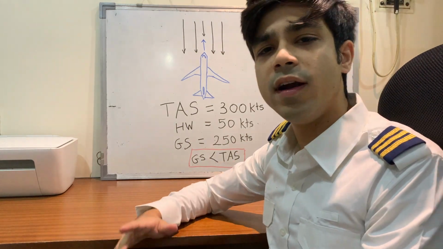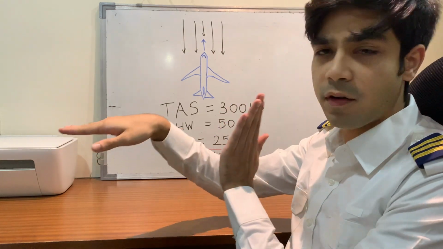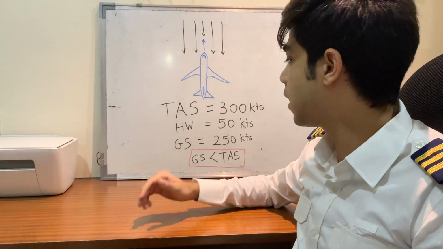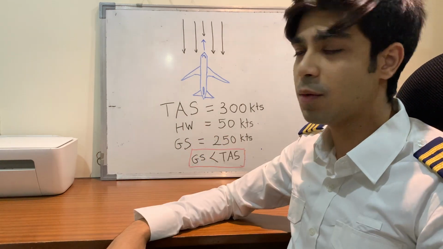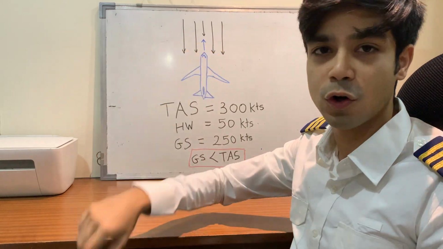In the case of a tailwind, the exact opposite will happen. The tailwind will give a slight push to the airplane, making its ground speed more than the true airspeed. So you'll actually be flying faster than what's shown on your speed tape.